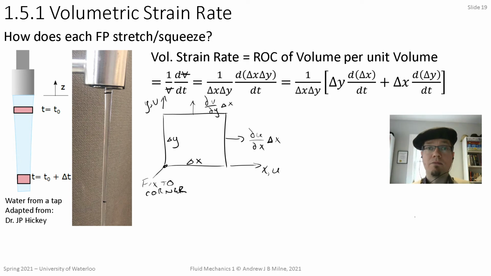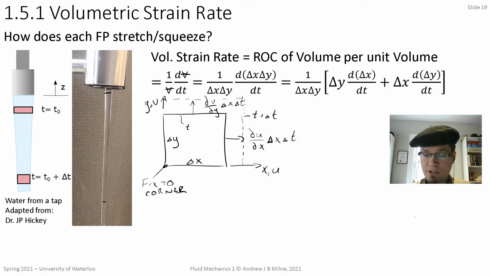That times delta t is going to be the amount that the right hand face moves over some period of time delta t. So here's t, and here's t plus delta t. And over that small delta t, the shape of this square has changed by ∂u/∂x delta x delta t, and by ∂v/∂y delta y delta t.